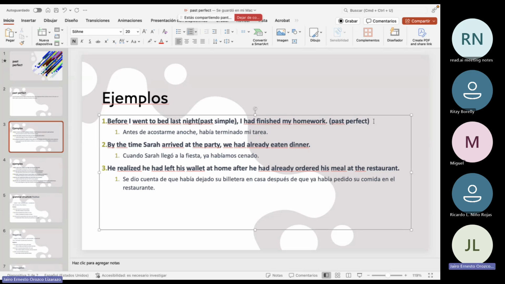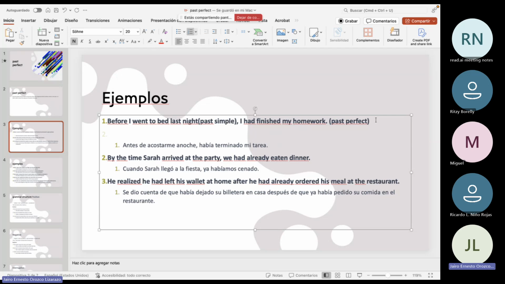We can write it like this: Before I went to bed last night, I had finished my work. Or you can write it like this: I had finished my homework before I went to bed last night. Okay.